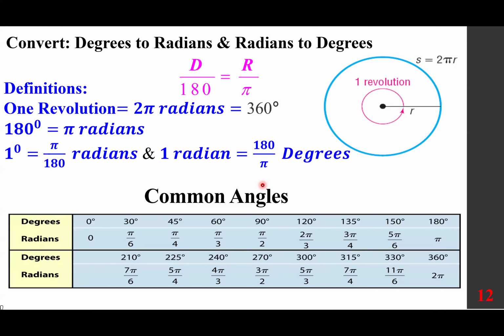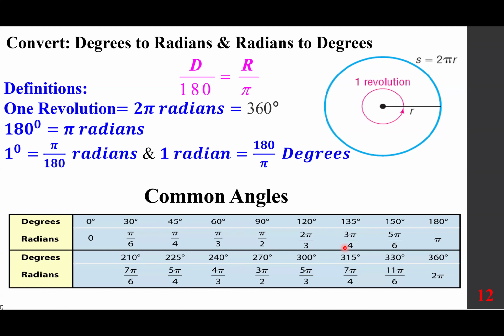Common angles that we should know. Of course, 0 is 0. 30 degrees is pi over 6. 45 degrees, pi over 4. 60 degrees is pi over 3. 90 degrees, pi over 2. You can figure out the rest as well. These are in degrees or radians. Those are common. We should have seen them. We should have no problem with that.